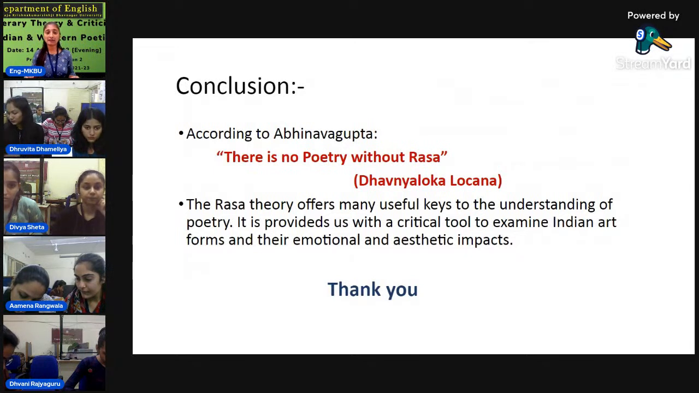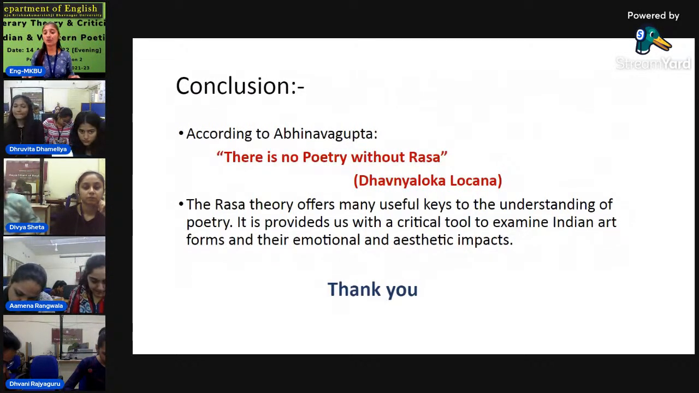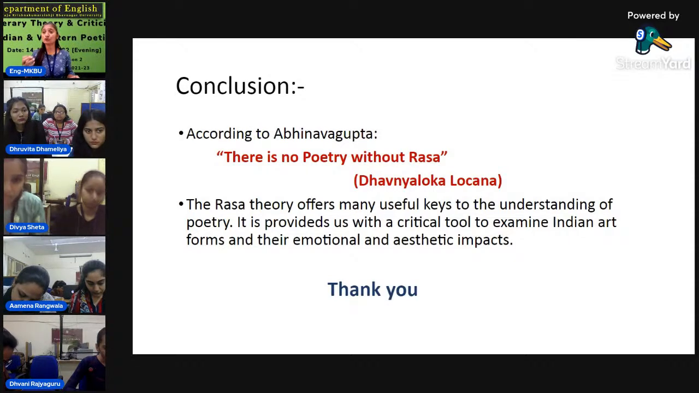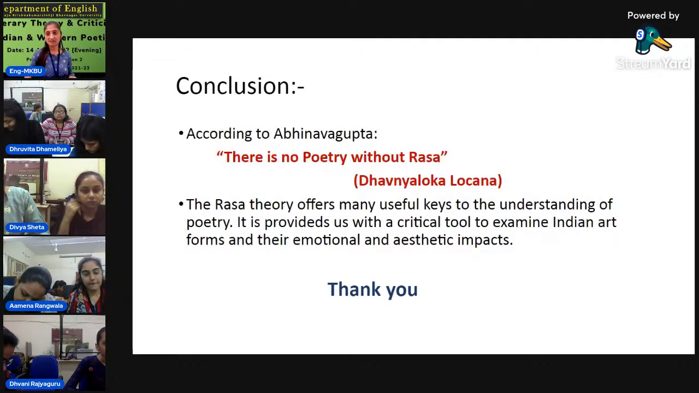And now I conclude with Abhinavagupta's quote, that there is no poetry without Rasa. It means Rasa is basic to all these theories, and I can understand that Rasa is always a useful key to understanding poetry, and it provides critical tools to examine an Indian art form and its emotional and aesthetic impact. Thank you, and this is my verse citation.